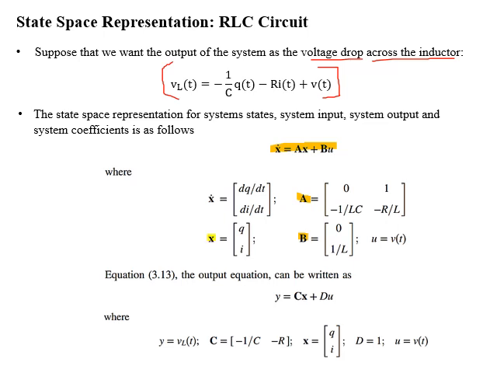Here x is state vector, which includes charge and current, and x dot represents rate of change of state variables with respect to time, and u is input of the system. Now output of the system can also be represented in matrix form, where y equals Cx plus Du, where C is output matrix and D is feed forward matrix.